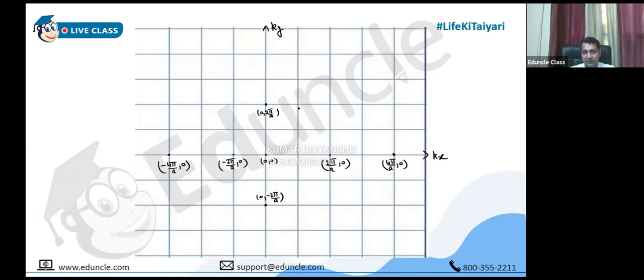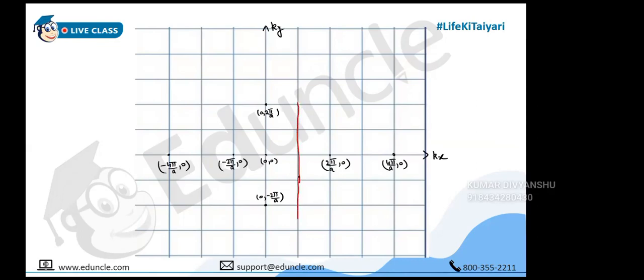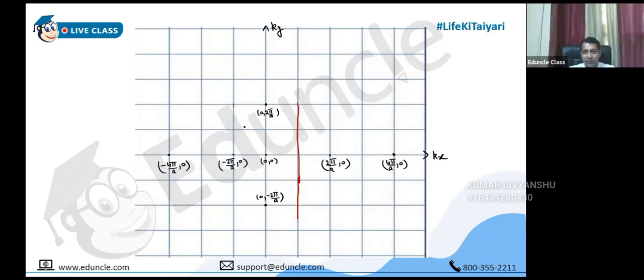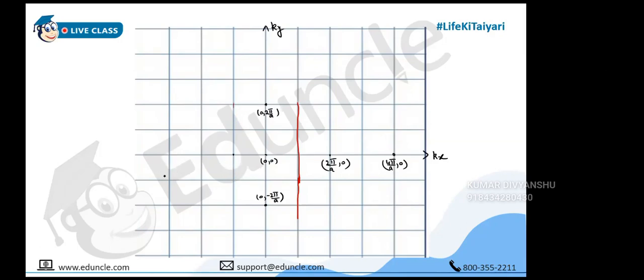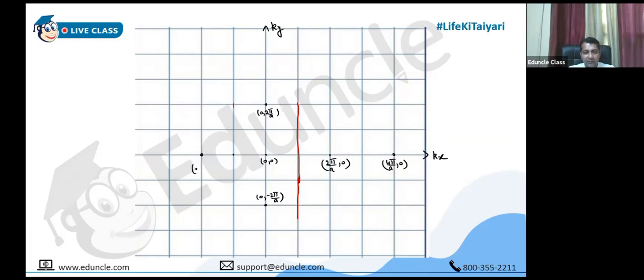Is it clear? Yes, sir. This line corresponds to pi by a0. And this one corresponds to kx equal to minus pi by a0. There is a mistake here. This will be the point minus 2 pi by a0. This is the point. And then minus 4 pi by a0 will lie somewhere here.